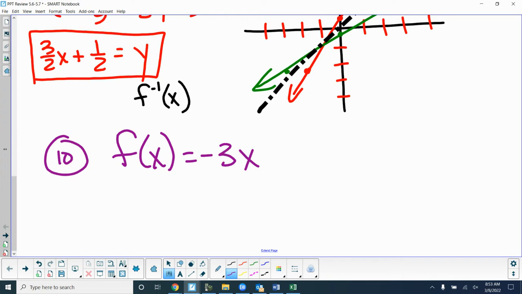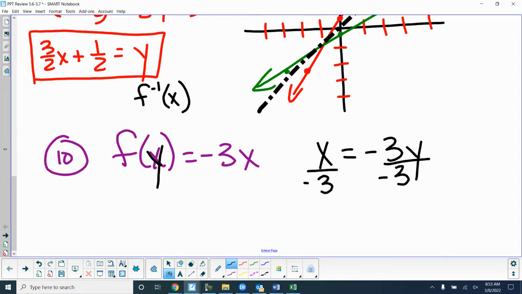Okay, so there's our problem. Remember, we're thinking that's y equals negative 3x, right? F of x and y we interchange. Okay? To find the inverse, we make y x and the x y. So we rewrite it like that and then we solve for y. Right, so you can leave it like that.